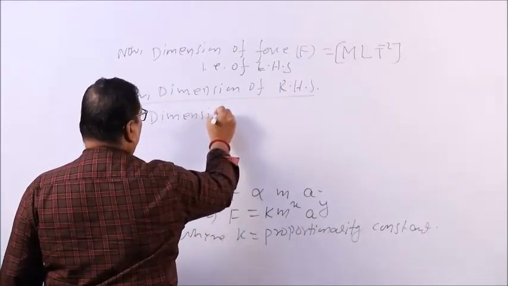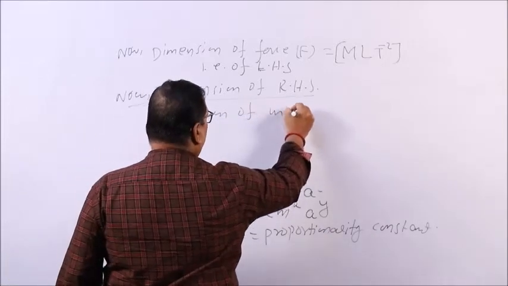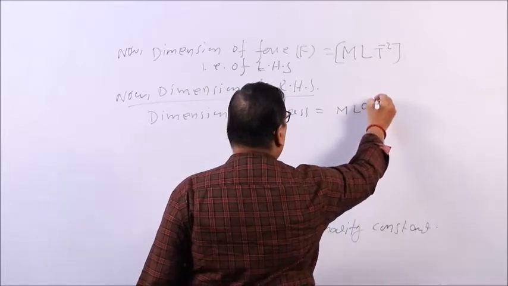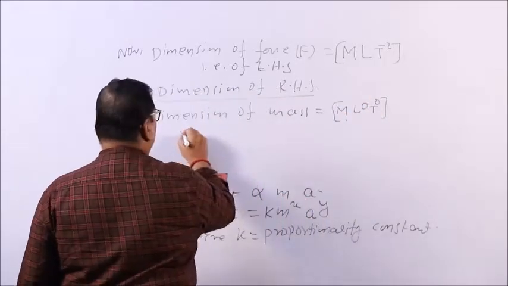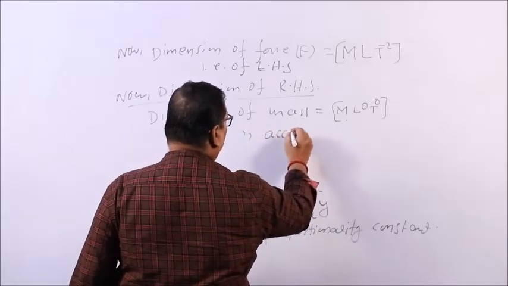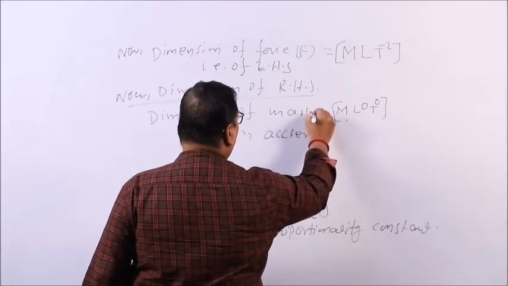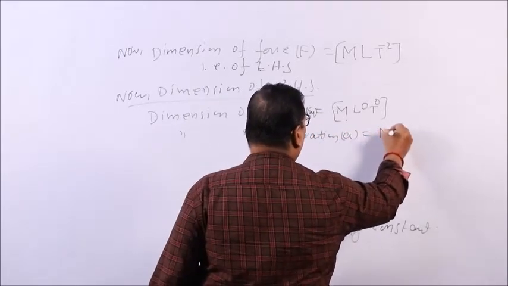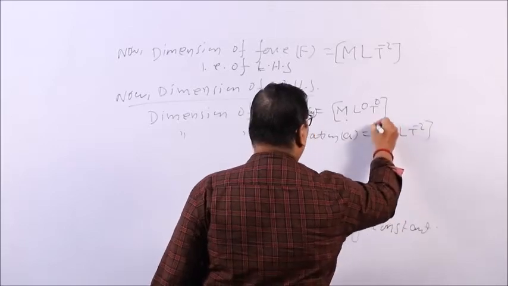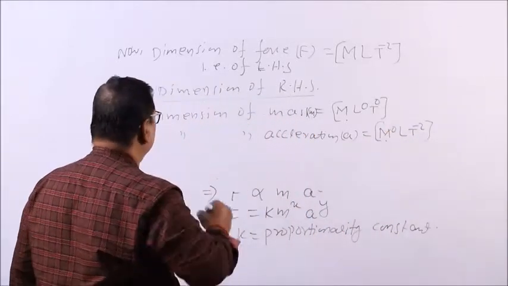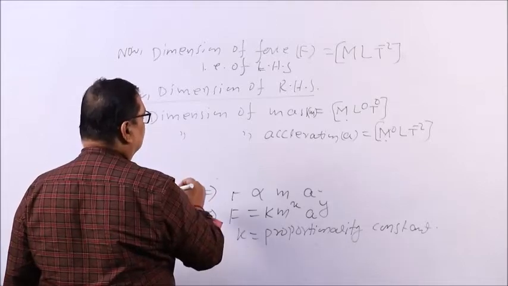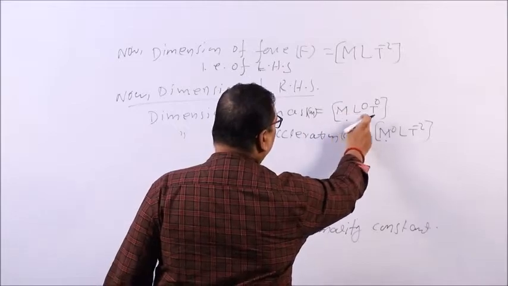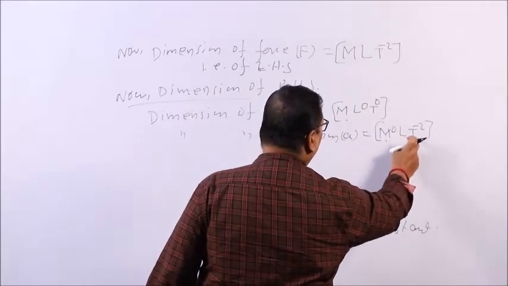So, dimension of mass is m1 L0 T0. Then dimension of acceleration a is m0 L1 T minus 2. So, the dimension of RHS is, for mass, m1 L0 T0 and for acceleration, m0 L1 T minus 2.